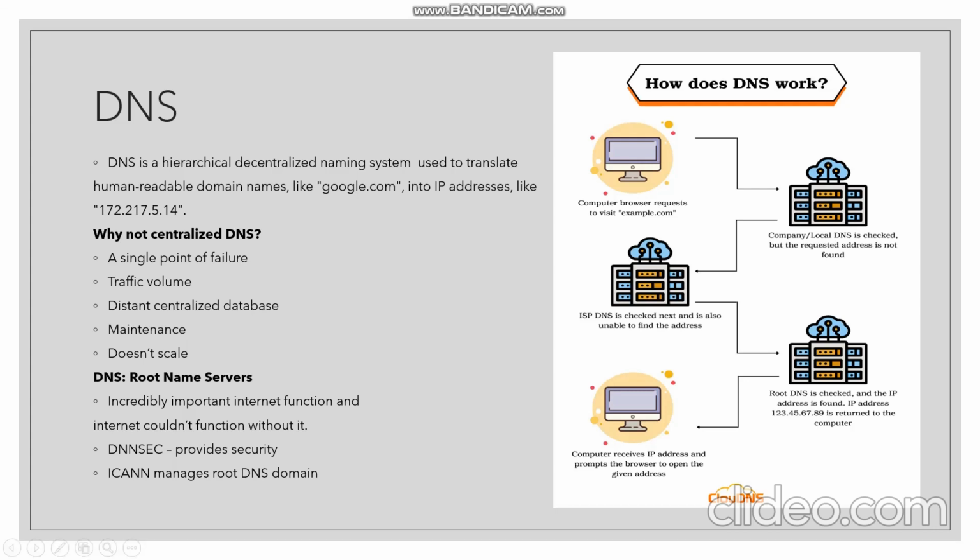So how does DNS work? A computer browser requests to visit example.com. The company DNS is checked but the requested address is not found. Then the ISP DNS is checked next and is also unable to find the address. The root DNS is checked and the IP address is found. The IP address XXX is returned to the computer. The computer receives the IP address and prompts the browser to open the given address.